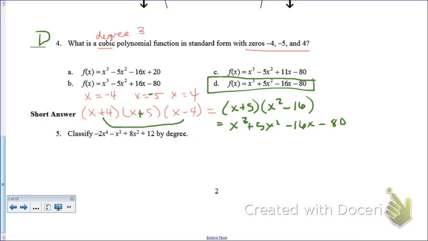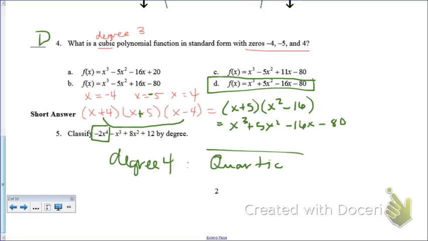All right, number 5, classify negative 2x to the 4th and so on by degree. So we're always looking at that first term to find the degree. The degree is 4. And a polynomial of the fourth degree is a quartic polynomial. So quartic is my answer.